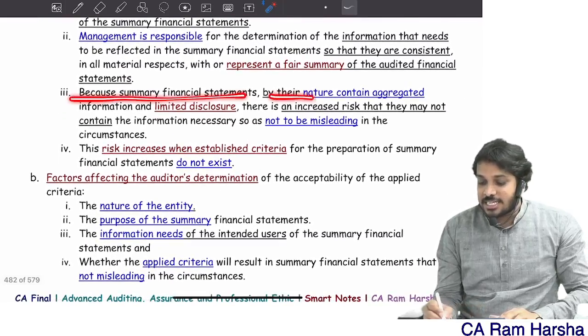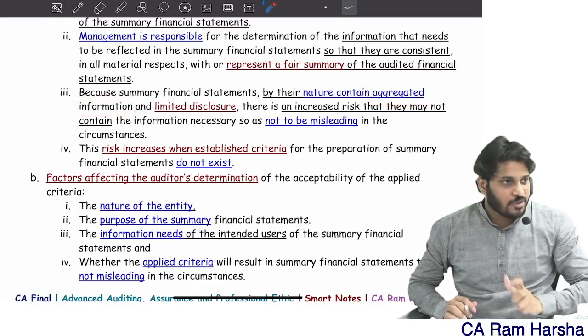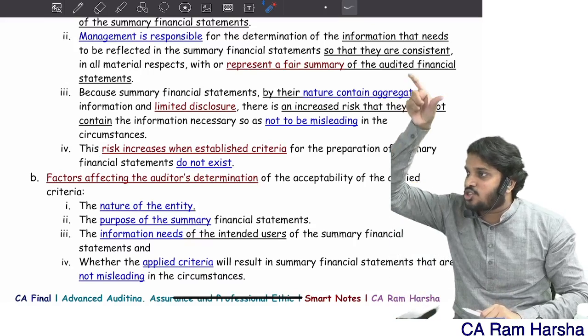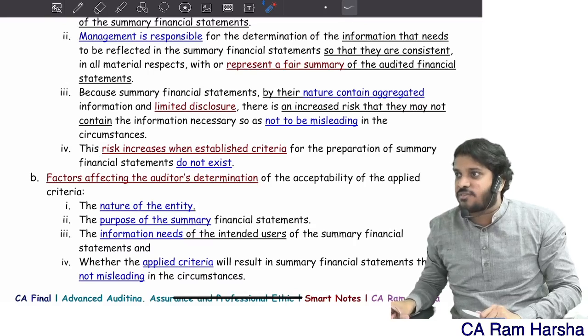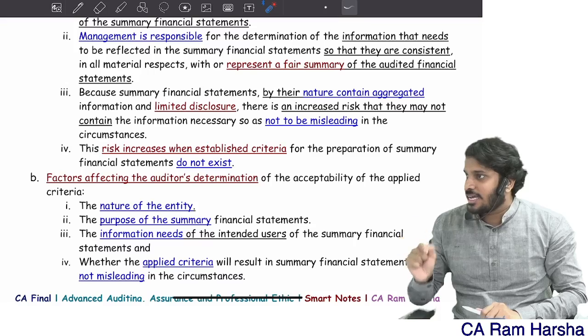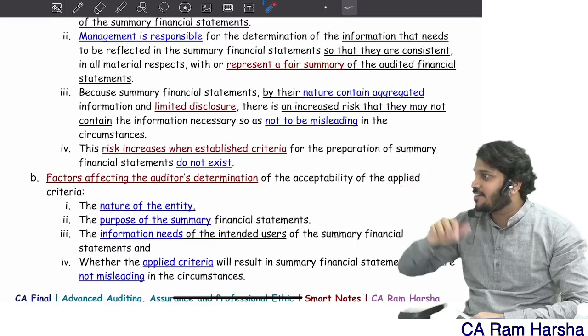Because summary financial statements by nature contain aggregated information. What do you mean by aggregated information? A general incomplete set of financials? No, trade receivables I will show with a detailed subclassification of 10 items. That much disaggregation will not be there in summary. In summary, we will show in two elements. Aggregation will be there. Aggregated information we will show.